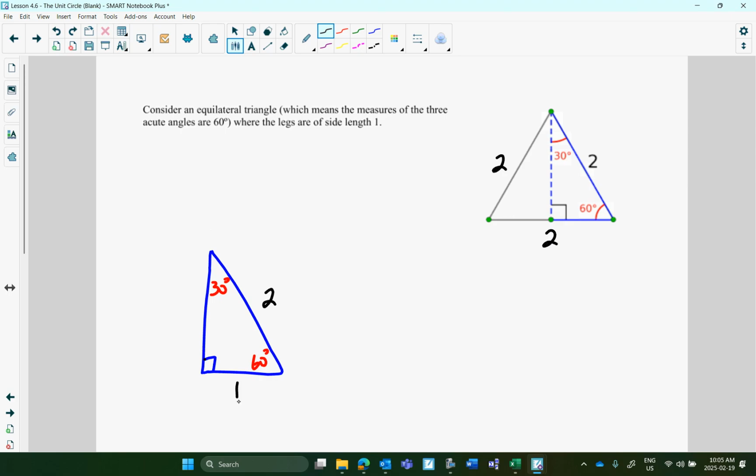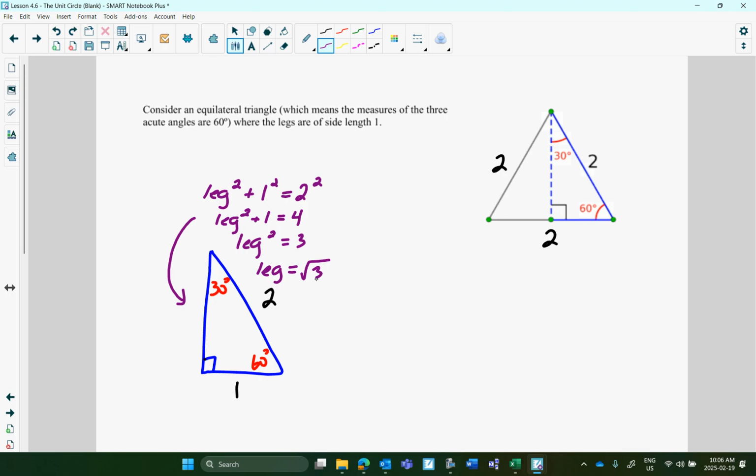Which means we can find this by Pythagoras. So now it's leg squared, that's one of the unknowns, plus 1 squared is 2 squared. Leg squared plus 1 is equal to 4. Leg squared is equal to 3. Therefore, the leg is equal to the square root of 3, which I believe is that.